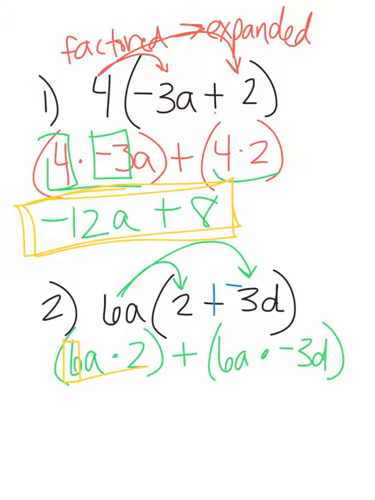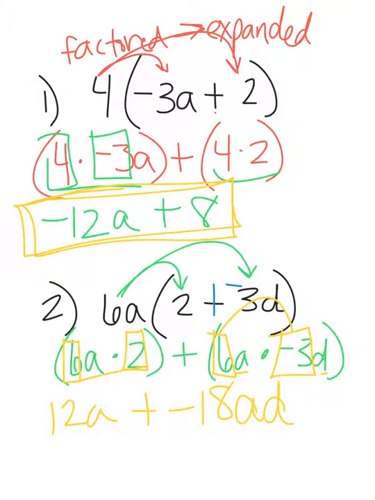Notice that in this first set of terms, I have 6a times 2, so I'm going to do 6 times 2 is 12. A comes along for the ride, plus, now notice that I have 2 whole numbers, and then I have 2 different letters. That's okay. I have 6 times negative 3, which is negative 18, and then the A and the D both come along for the ride. Because I have 6A times negative 3D, well, 6 times negative 3 is negative 18, and then after I get that negative 18, it's A times D.